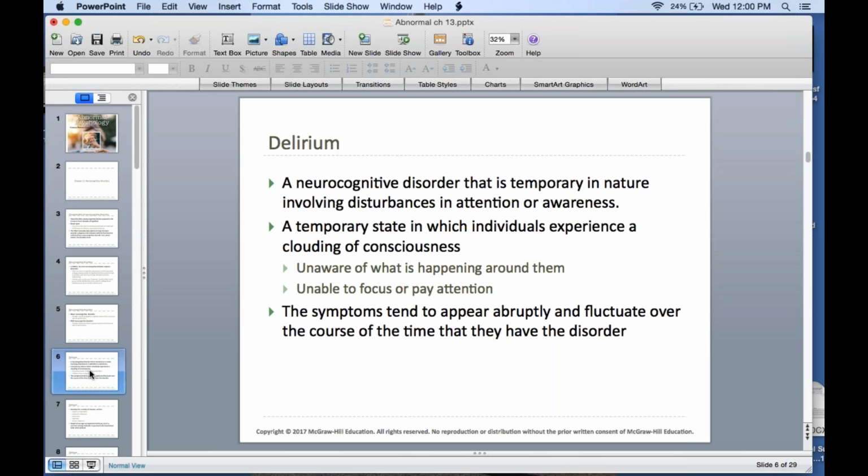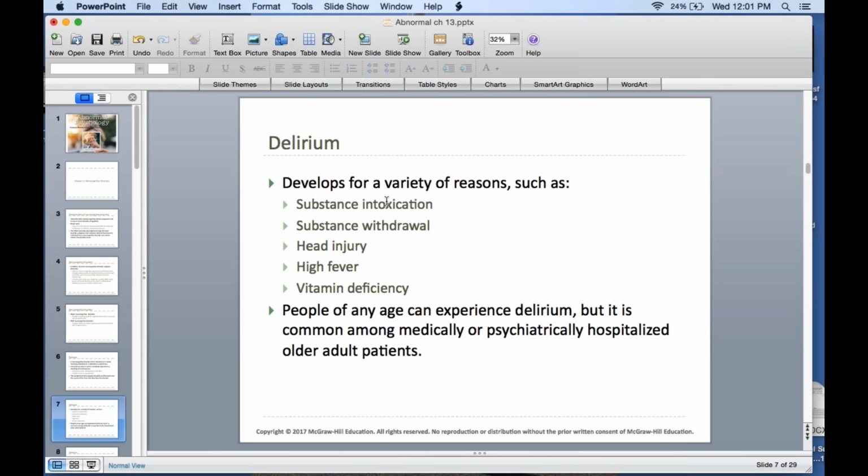Delirium comes on, and we really need to see what's going on with that to make sure that it can be fixed and not just called dementia and then ignored. Like I was saying, it develops for a variety of reasons. Maybe because you were using drugs, maybe because you bumped your head, maybe because you have such a high fever you're kind of losing it, maybe you have a vitamin deficiency, or maybe there's a medication issue.